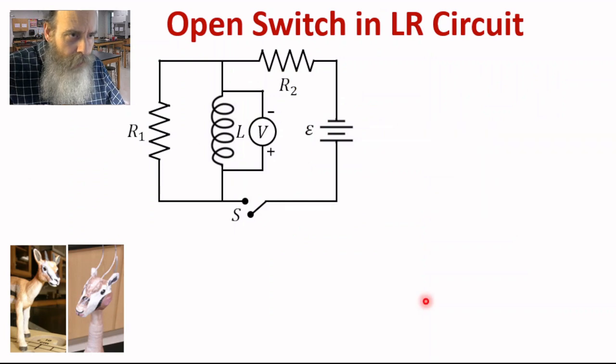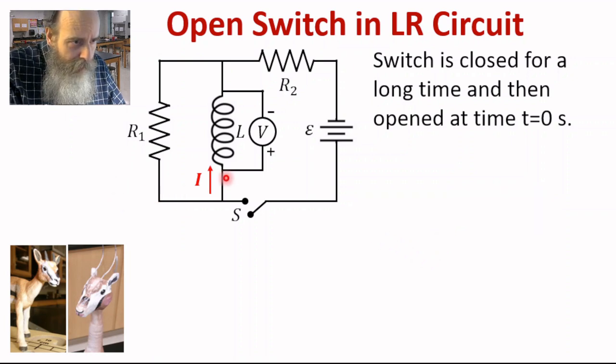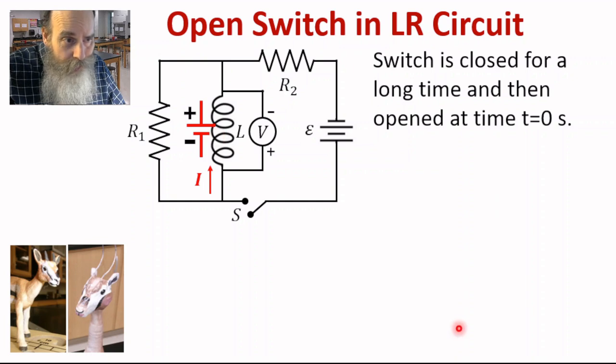Let's look at the theory of this circuit after we open the switch. So there's our circuit. Let's say the switch has been closed for a long time, and then it is opened at t equals 0 seconds. Just before the switch was opened, there was current flowing up through the inductor like this. And then when we open the switch, that current starts to decrease. To oppose that decrease, the inductor is going to act like an EMF as shown here. The top part will be positive, the bottom part will be negative.